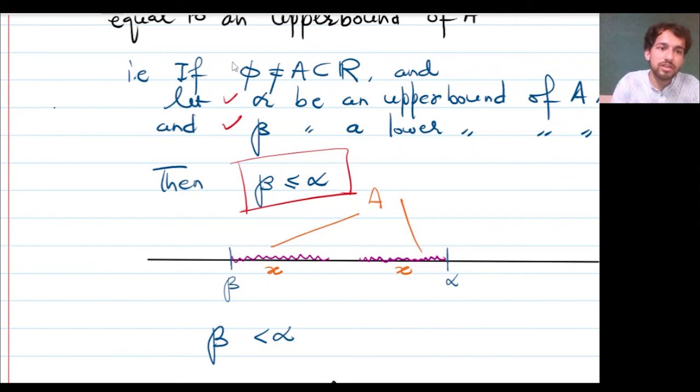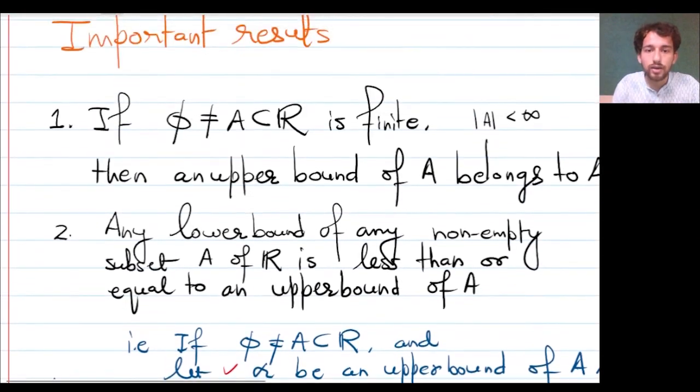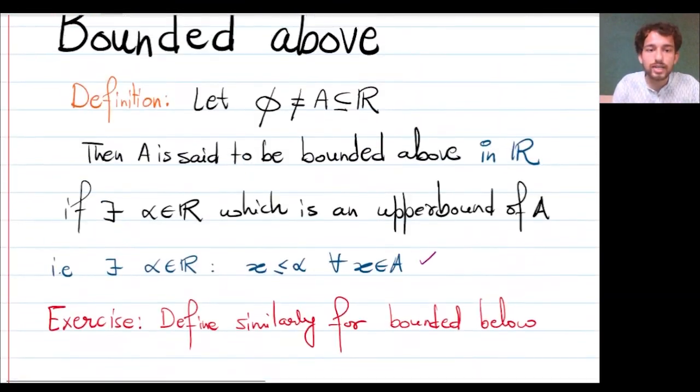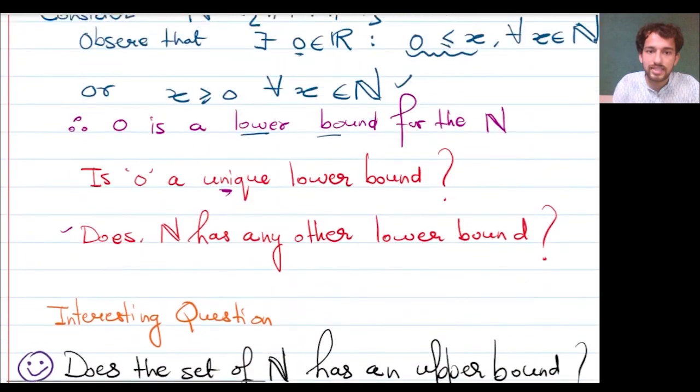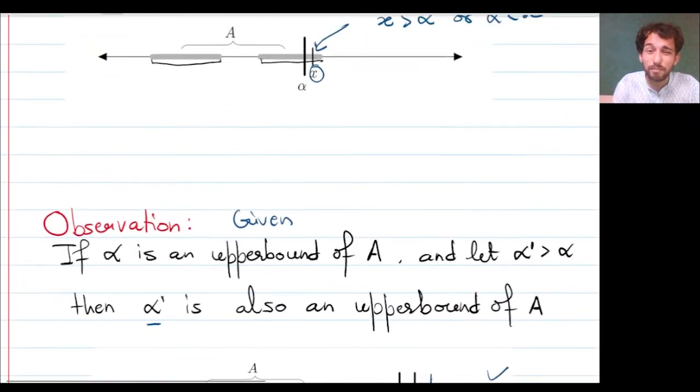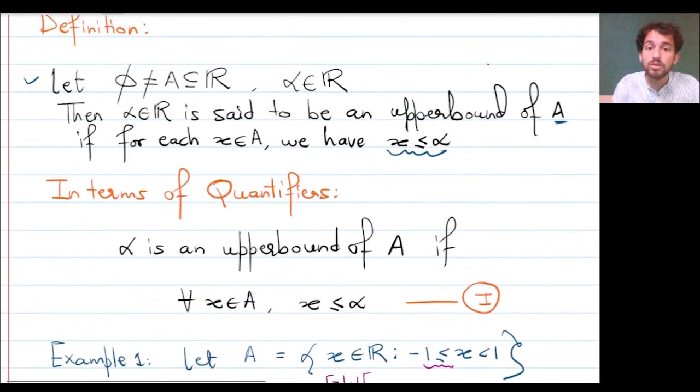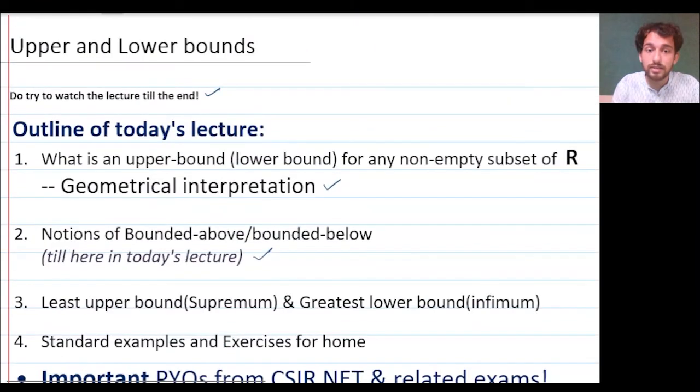So this was the final result of today's lecture. I hope you got good clarity, at least some basic idea of what an upper bound is, what a lower bound is, and some good observations based on them.